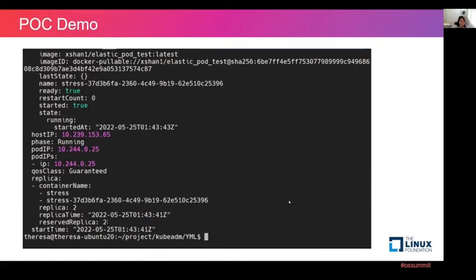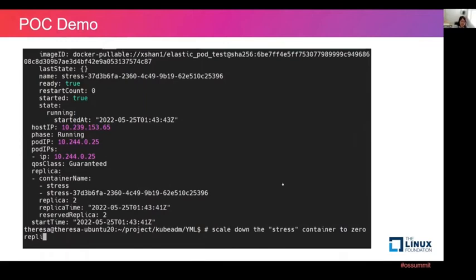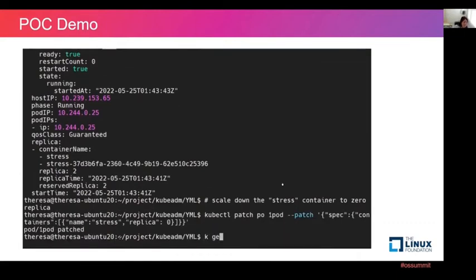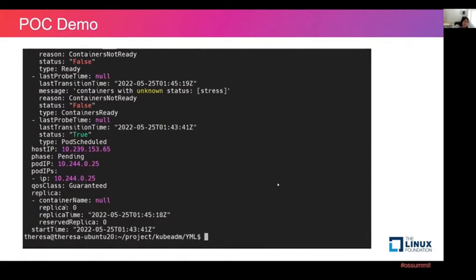Next, we are going to scale down the stress container to 0 replicas. Before that, we are going to send a patch request to the API server, specifying the replica value to 0. Let's check the status. As you can see here, both the actual replica value and the reserved replica value have become 0, meaning that there are 0 instances running in this pod.